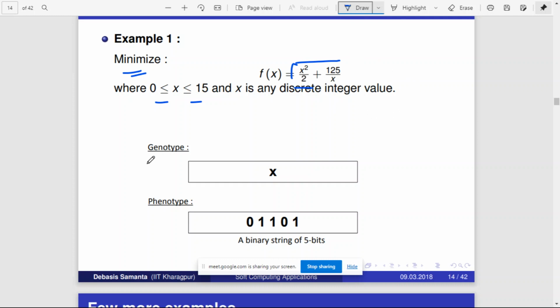So in this genotype we are just representing x, but in the phenotype we are representing the value which gives the minimum result, right? So here it is 1101. What is this binary equivalent? This is 8421. So it is 8 plus 4 is 12, 12 plus 1 is 13. So when you apply x equal to 13, probably it will give the smallest value. I'm not sure, you apply and check, but this is just an example for genotype and phenotype.